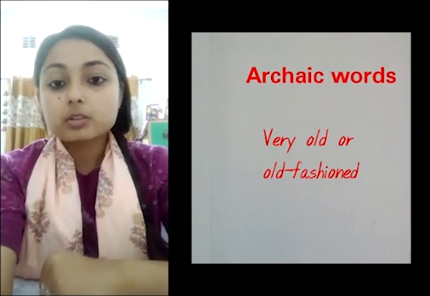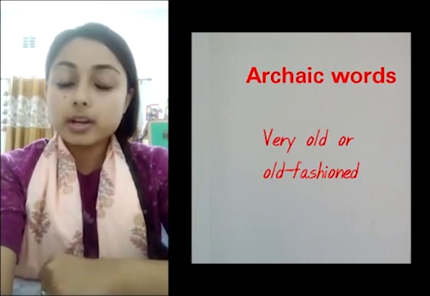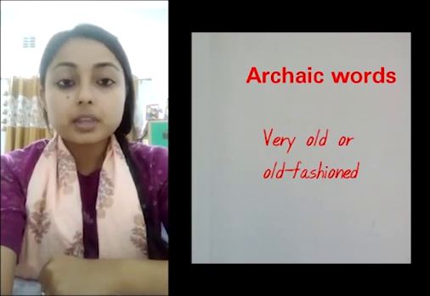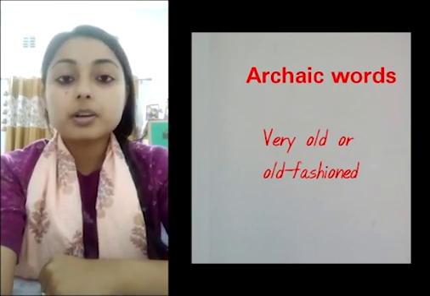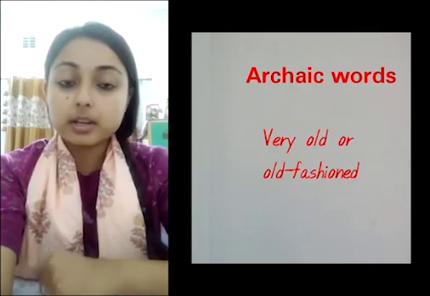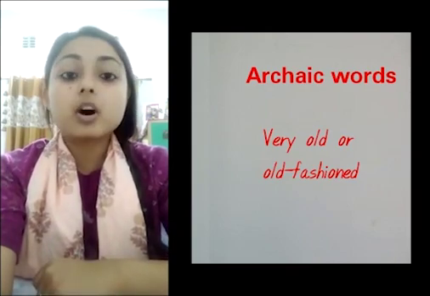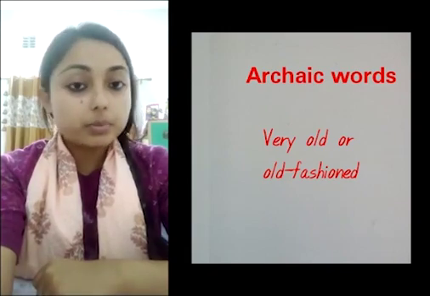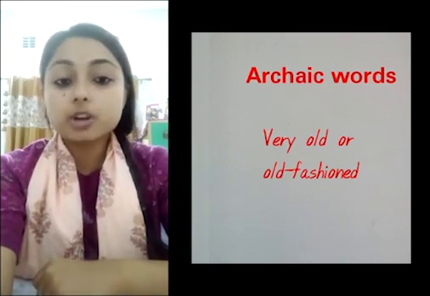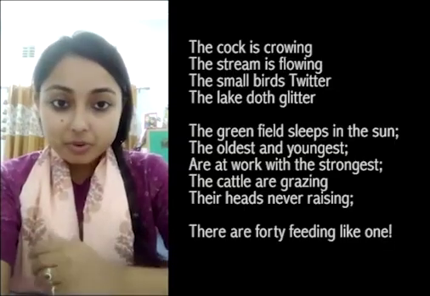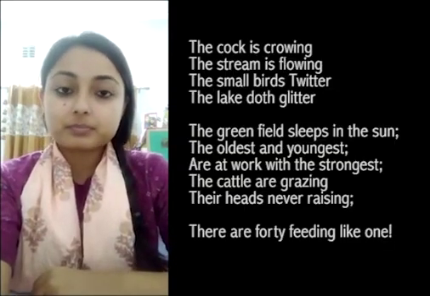What are they? Doth, which in olden days was used in place of do and does. Next is hath. In olden days it was used in place of has and have. Another one is anon, which was used previously in place of very shortly or quickly. Now let us focus on the poem.